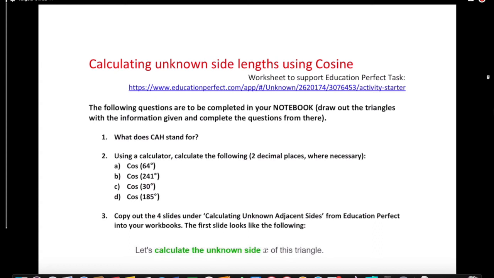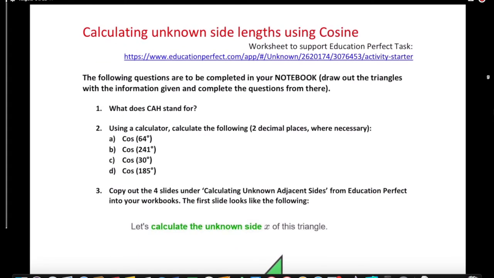So in this video, I'm going to go through calculating unknown side lengths using cosine. So this is the worksheet that you guys were assigned as part of consolidating your understanding of cosine. So the first question here is asking us, what does CA stand for?